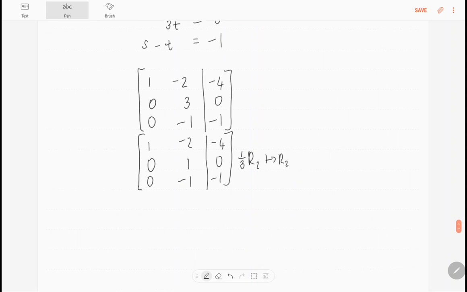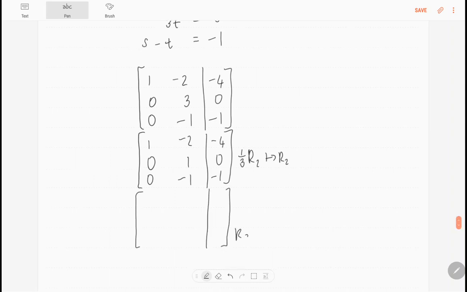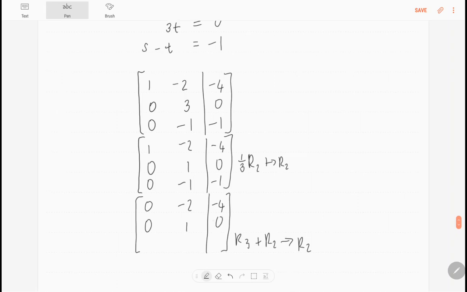Then I want to create a 0 below my second leading variable, which is now also a 1. So I'm going to say row 3 plus row 2 to give me the new row 3. And so then I have 1, minus 2, minus 4; 0, 1, 0; and 0, 0, minus 1.